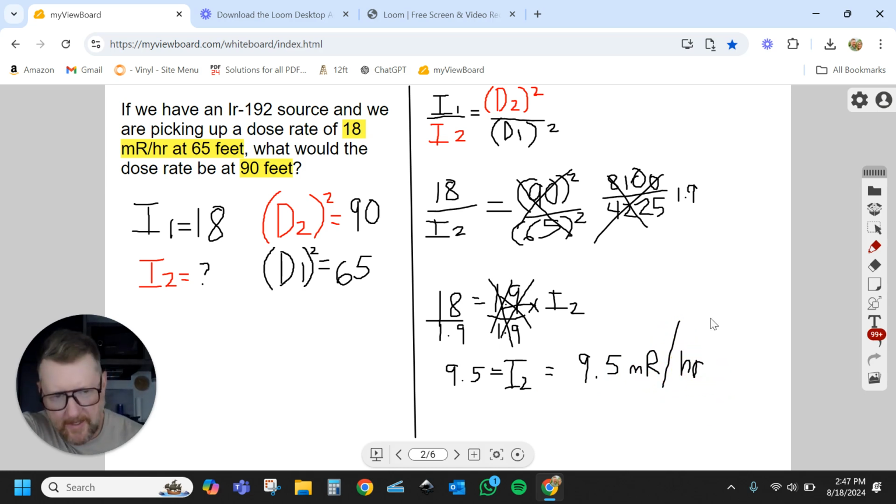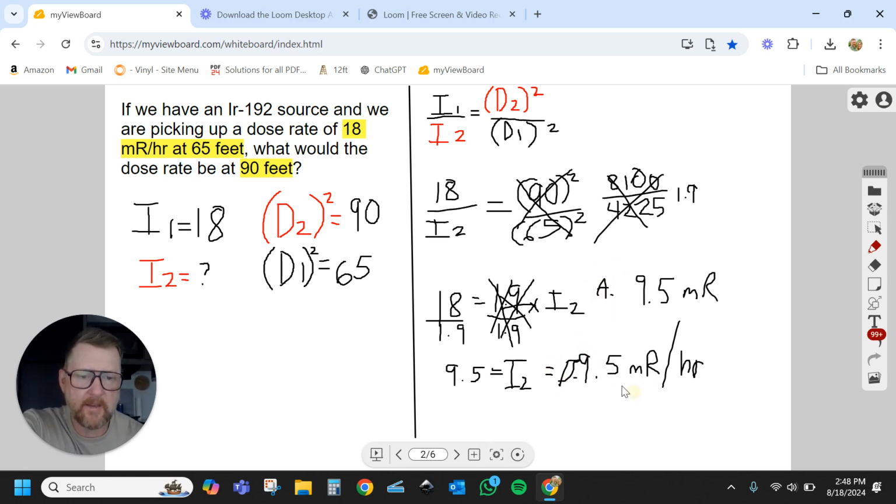They like to throw these in here where they'll give you a question, and an answer on the test says 9.5 MR. It's going to be maybe A, and then B is going to be 9.5 MR per hour. Don't forget about per hour. This is a dose rate question, okay?